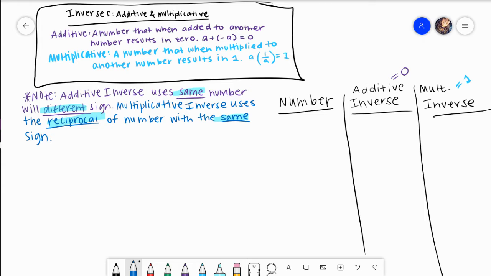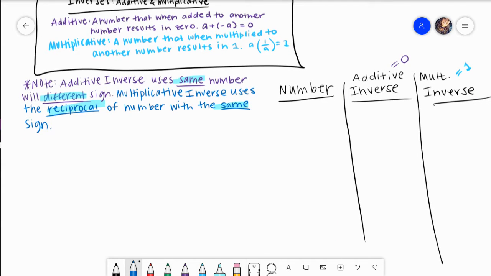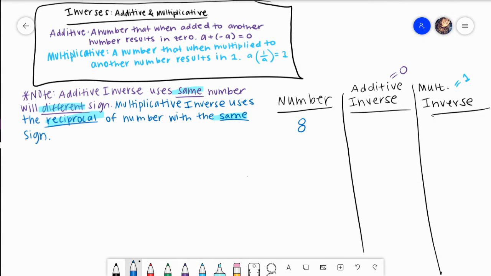On the right-hand side, say they give us the number 8, and they want to know the additive inverse. So what number can I add to 8 to get to 0? My note says use the same number with a different sign. And then for the multiplicative inverse, it tells me to use the reciprocal with the same sign. Reciprocal, if it's a whole number, becomes a fraction under the number 1. And if it's a fraction, what you do is you flip the top and you flip the bottom. You switch places.